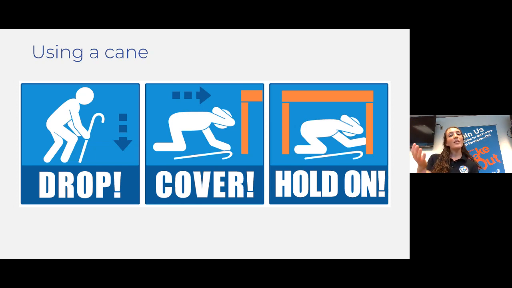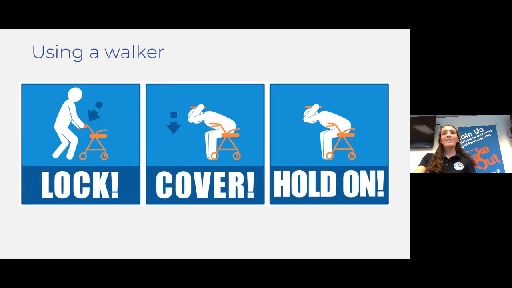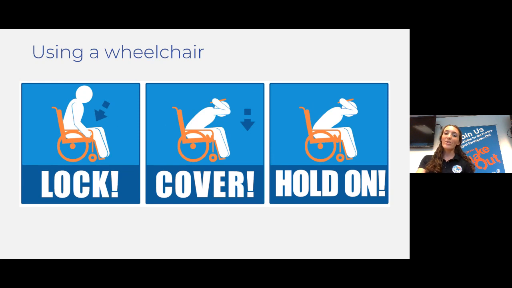Remind them to drop, cover, and hold on. Similar situation for using both a walker and a wheelchair. You want to lock, cover, and hold on. So if someone in your circles of influence uses a device for mobility, make sure you teach them what to do if an earthquake happens.